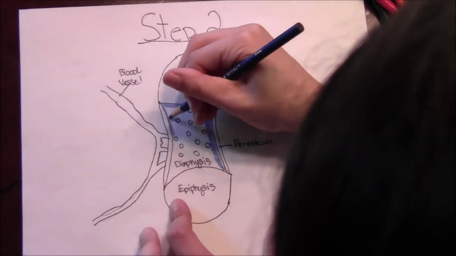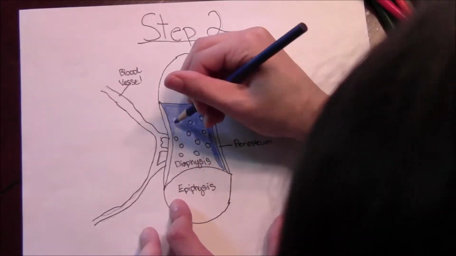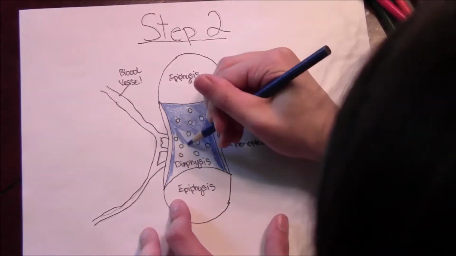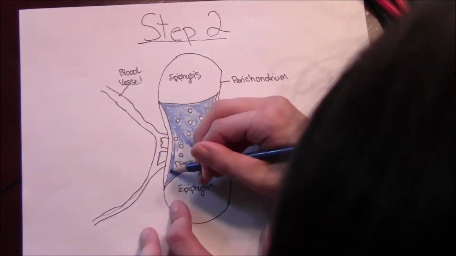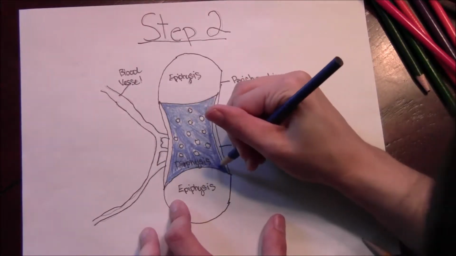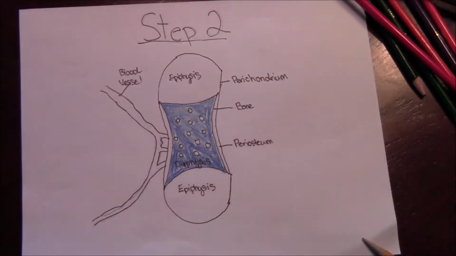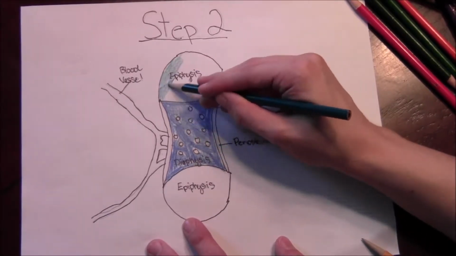In the second step, the model is still mostly cartilage, surrounded by the protective perichondrium. Blood vessels start to grow around the perichondrium. Stem cells in the perichondrium then start to differentiate, or change, into osteoblasts. Osteoblasts build bone. They do this by secreting osteoid, a condensed fibrous substance that lacks calcium.